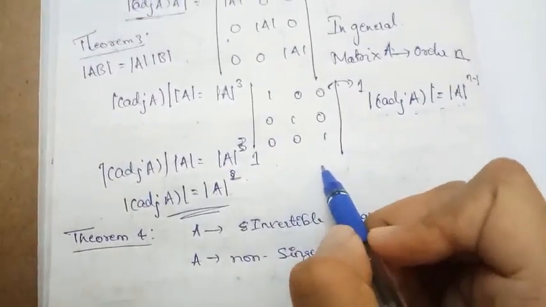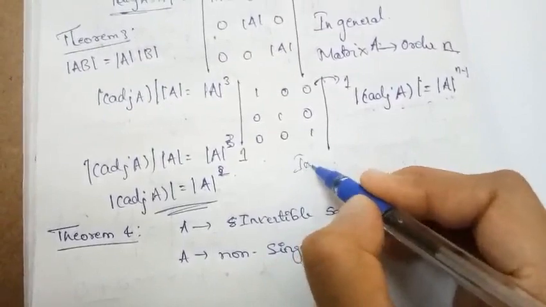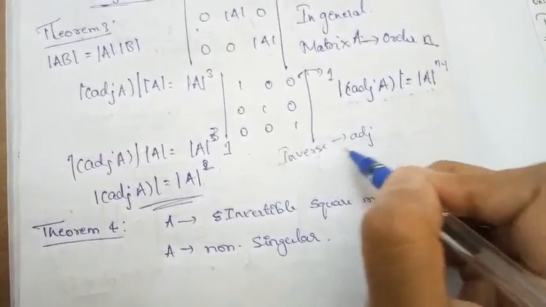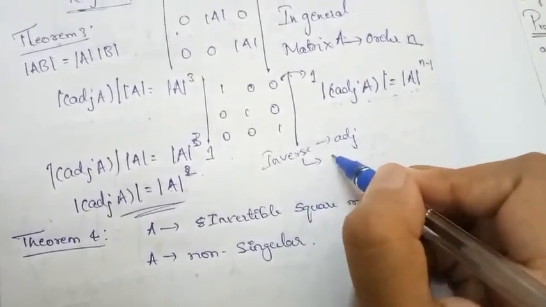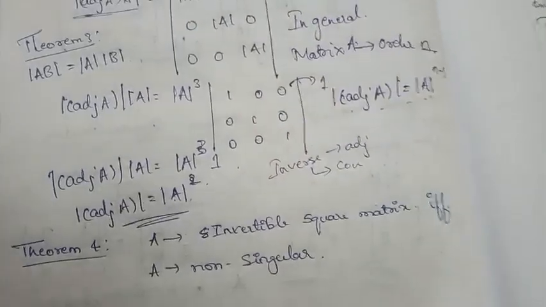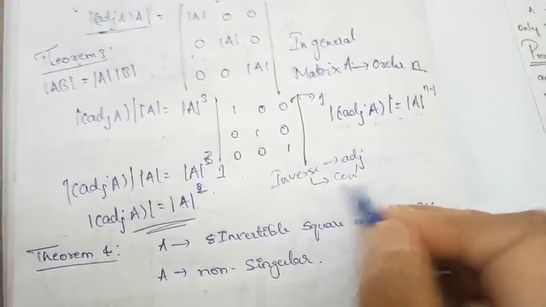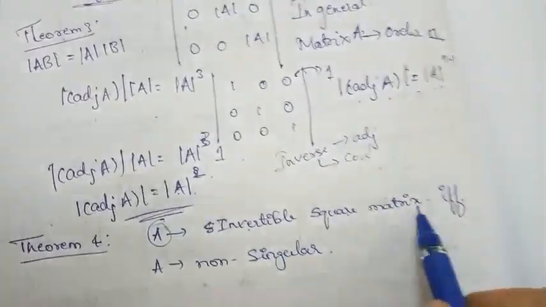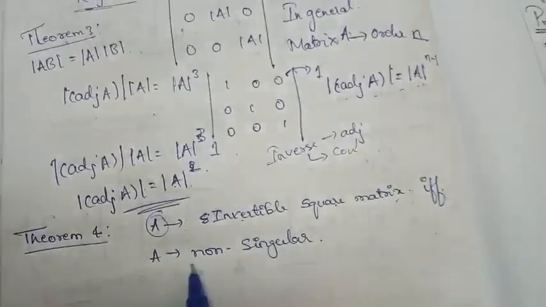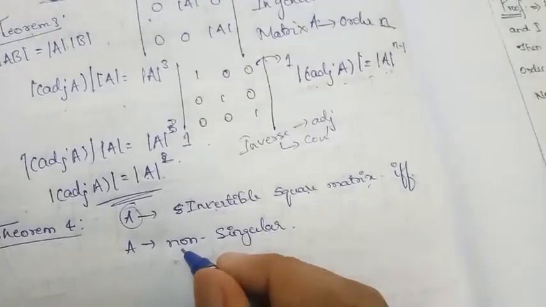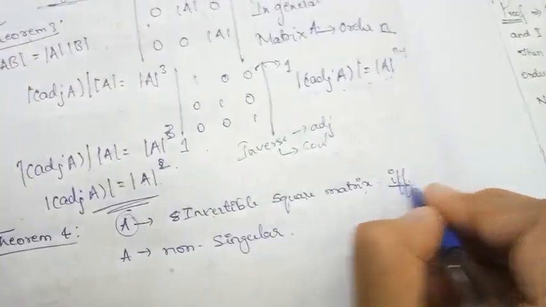In the beginning I said that here we are going to find the inverse of a matrix with the help of the adjoint of a matrix, and also we are going to learn the condition for when the inverse exists. That condition we are going to study in the next theorem. What theorem 4 is stating here is: A is an invertible square matrix if and only if A is a non-singular matrix. So here it is an if and only if condition.